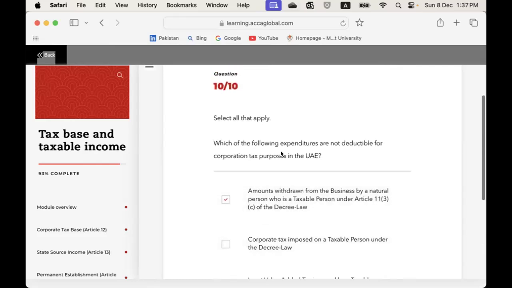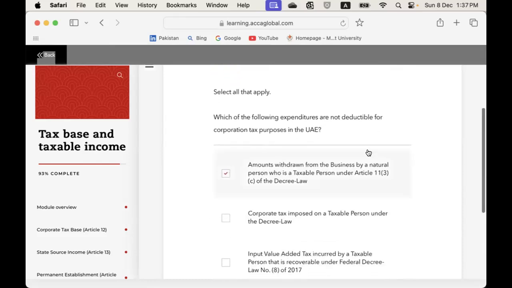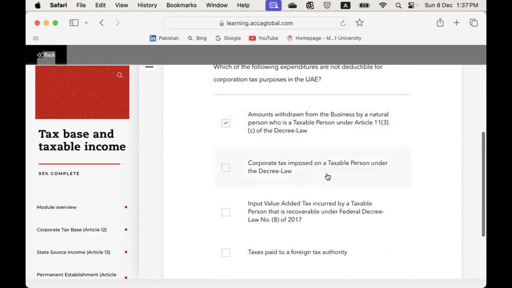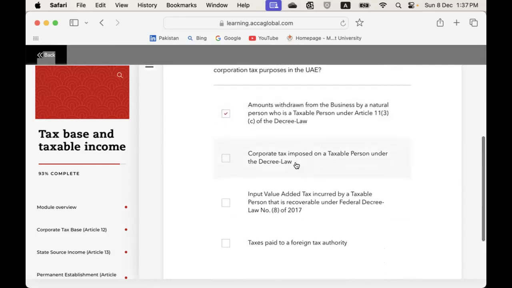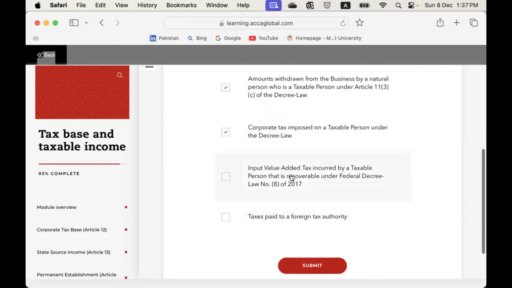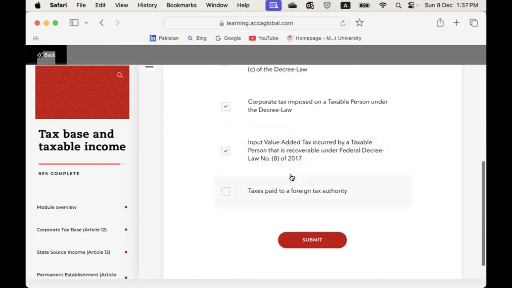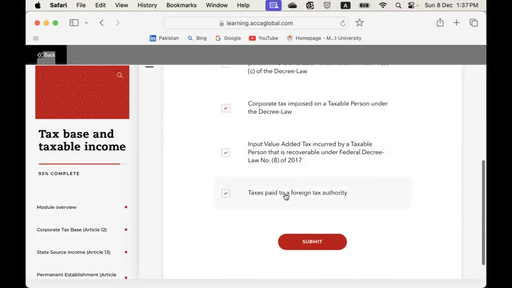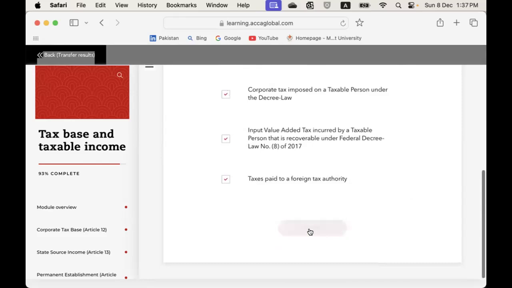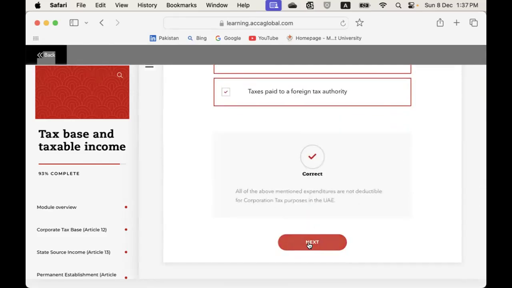That was the question, right? Which of the following expenditure are not deductible? This is not deductible. Corporate tax imposed on a taxable person under this decree law is not deductible. Value added tax, which is an asset, is not deductible. All of them are correct. Yes, so let's see. Yep.